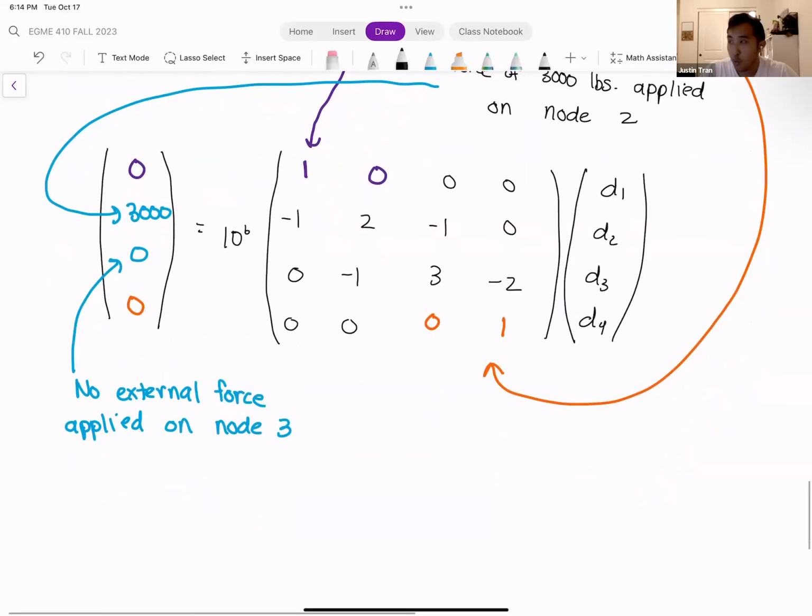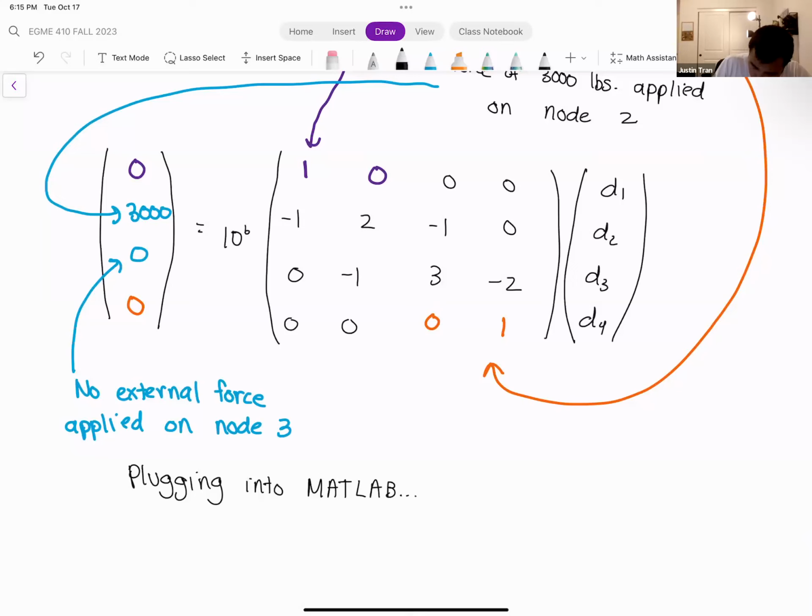The way that you can solve this system is, you can either plug it into your calculator if your calculator has that function, or if you're like me, where my graphing calculator has long been dead, you can go ahead and plug this into MATLAB. If we do that, we can get our solution for all of our nodal displacements here.